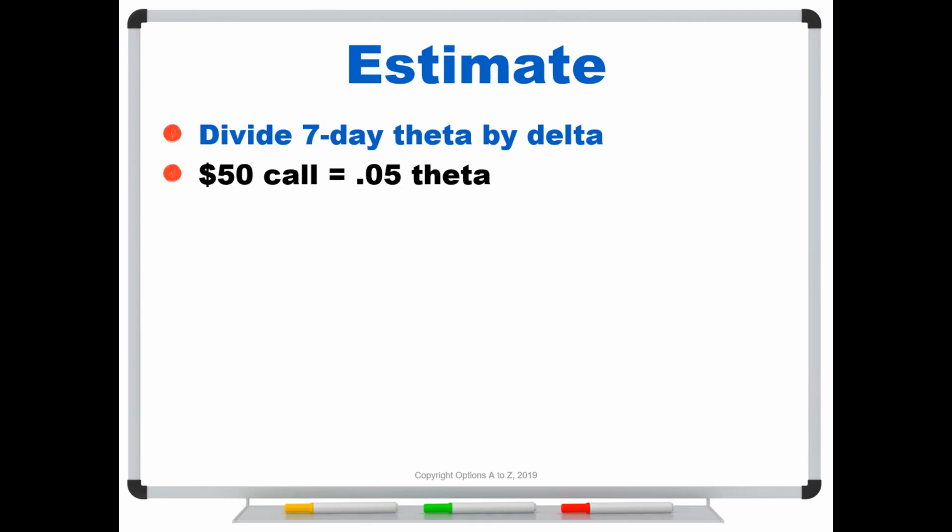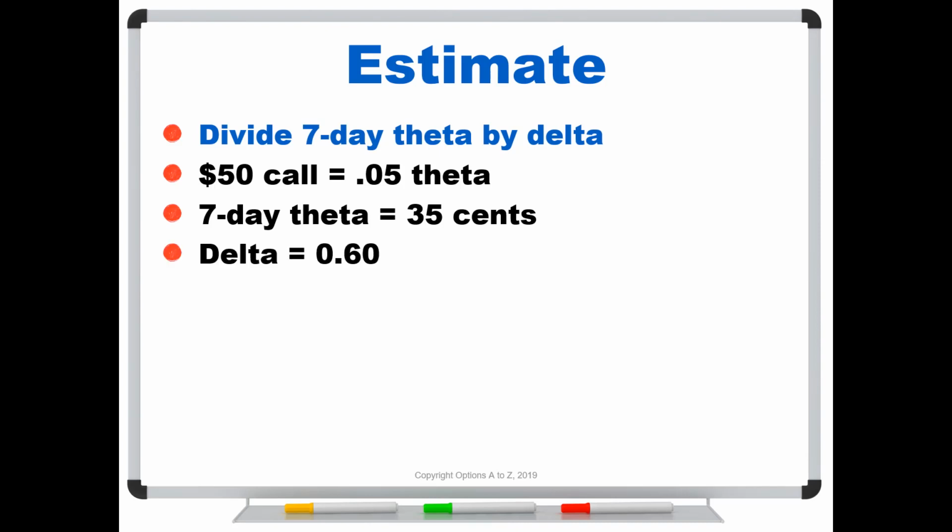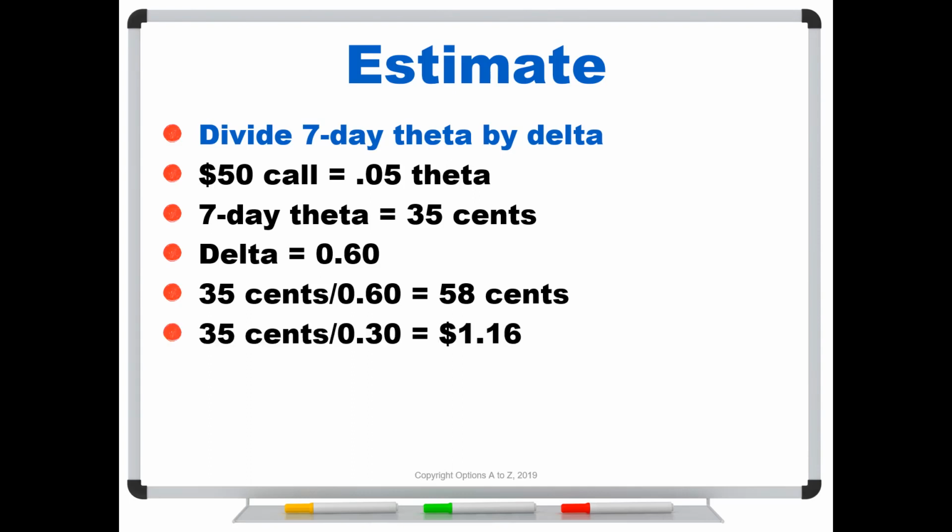So if we go back to our $50 call, let's say it has a 0.05 theta, and we said therefore the 7-day theta is about 35 cents, but we also know it has a delta of 0.6. So we're just going to take 35 cents divided by 0.6, and we get 58 cents. What that means is that I need my stock to move 58 cents in the next week just to offset that time decay. What if I had a 30 delta? Same calculation, 35 cents divided by 0.30, and we'd need it to move twice that of 58 cents, or $1.16.